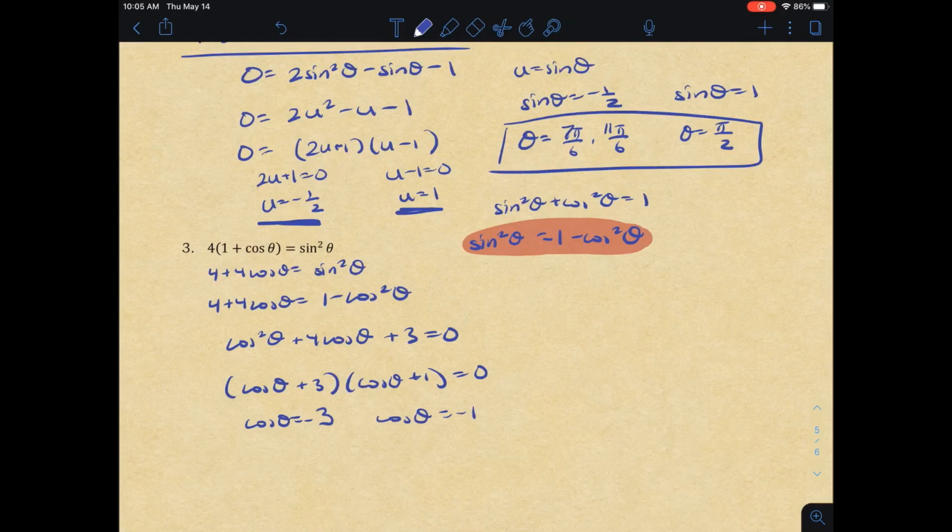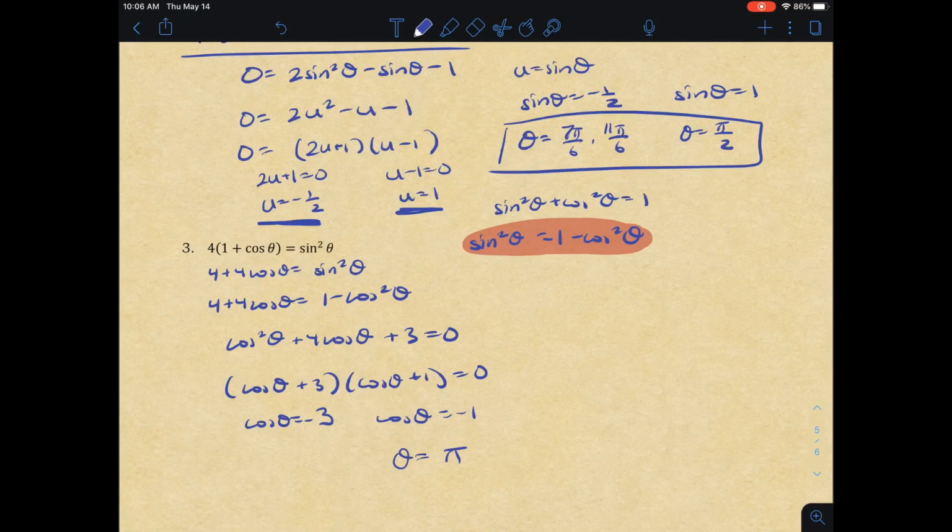Now, let's solve the second one first. When does cosine of theta equal -1? Again, imagine your unit circle. Look at all the x coordinates that are -1, right? And that would occur at pi radians. That's only 1. Now, for the first equation, when does cosine of theta equal -3?